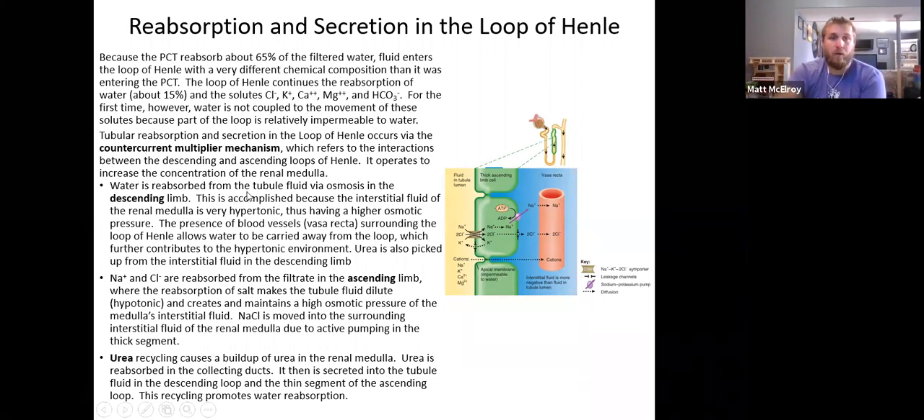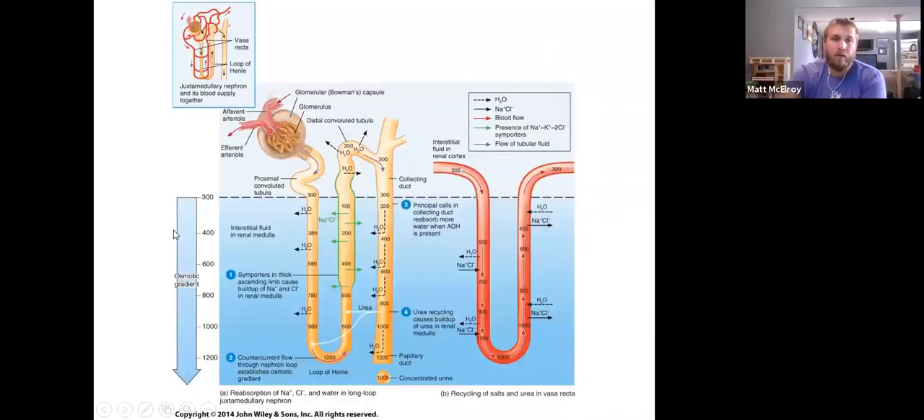Water is reabsorbed from the tubule fluid via osmosis in the descending limb. And this is accomplished because the interstitial fluid of the renal medulla is very hypertonic and thus has a very high osmotic pressure.